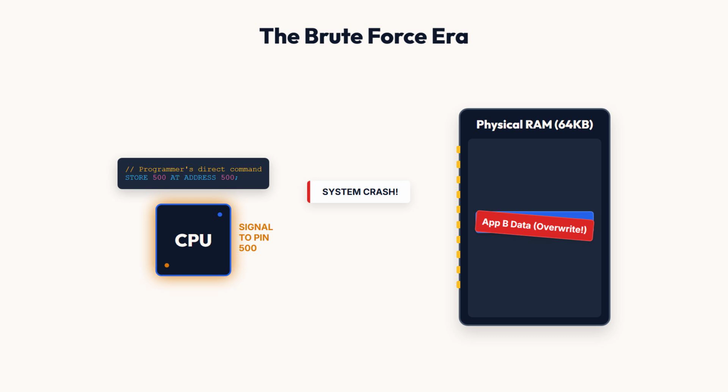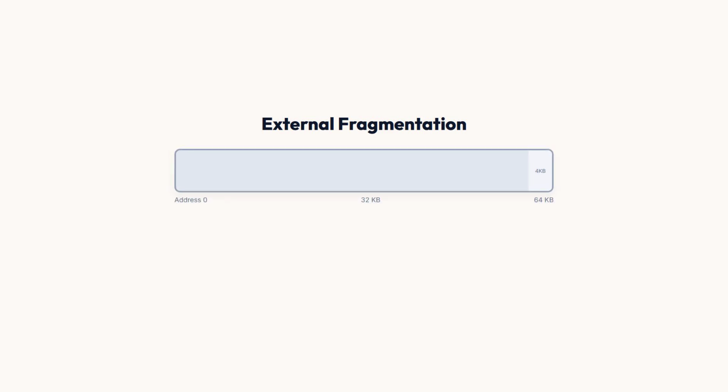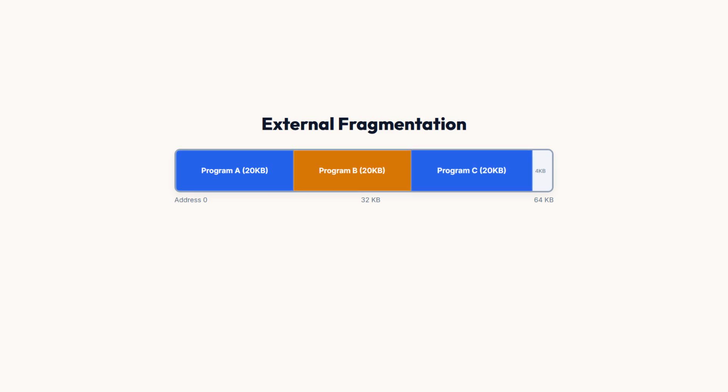Even if you were lucky enough to avoid a crash, you were haunted by a ghost called external fragmentation. Let's look at the math to see how this actually trapped the system. Imagine you have 64 kilobytes of RAM. You load three programs side by side. Programs A, B, and C each take up 20 kilobytes. That leaves you with a tiny 4 kilobyte chunk over at the very end. Your RAM is almost full.